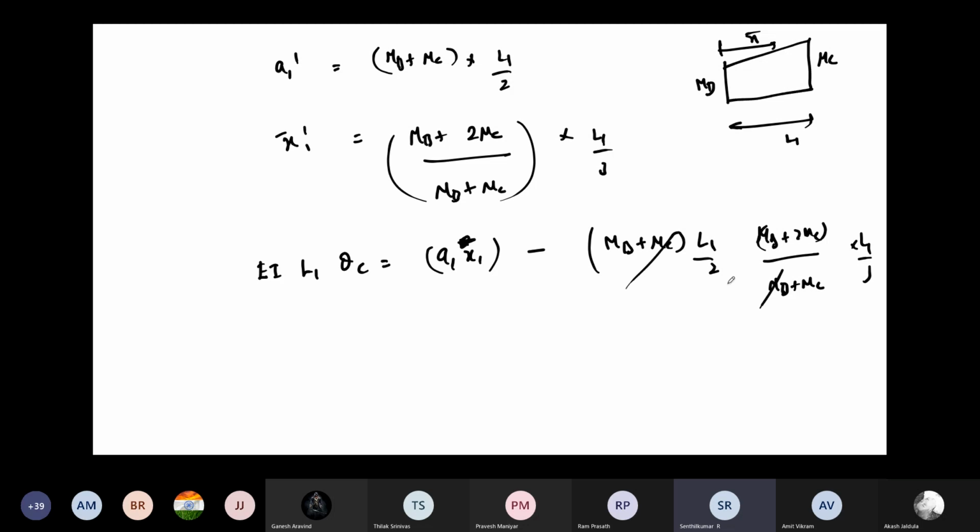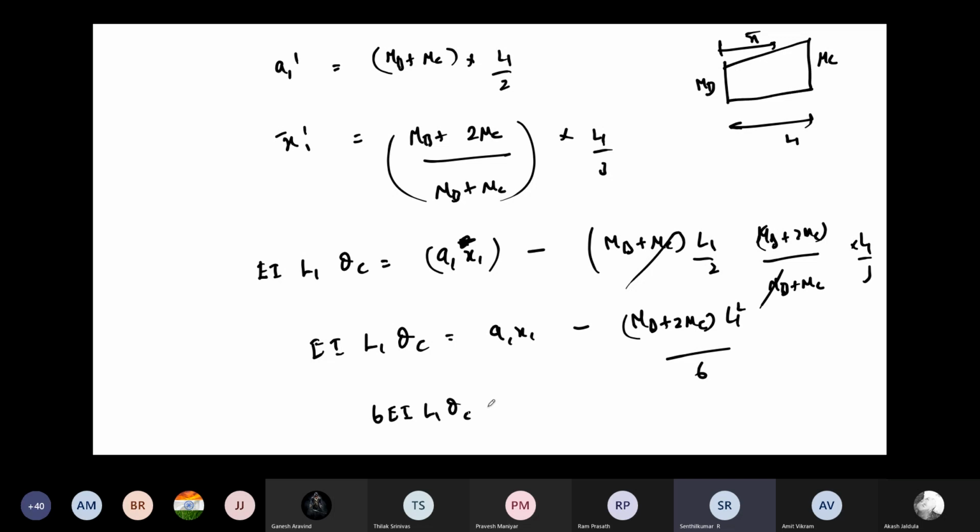So this one we can cancel. So finally we will get 6EI theta C = 6A1 X1 bar minus (MB + 2MC) L1 square by 6. So this is nothing but 6EI L1 theta C, which is equal to 6 A1 X1 bar minus (MB + 2MC) L1 square.